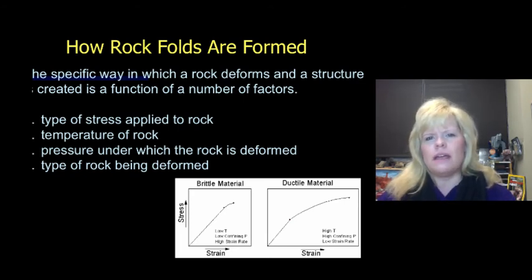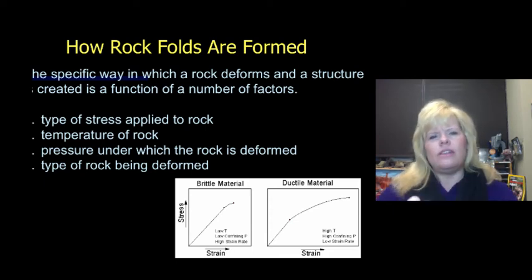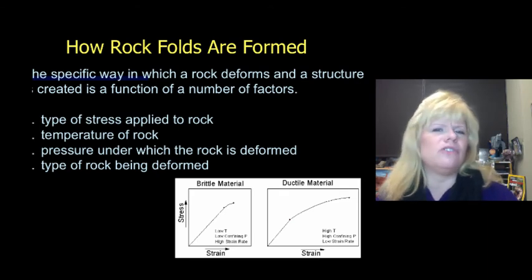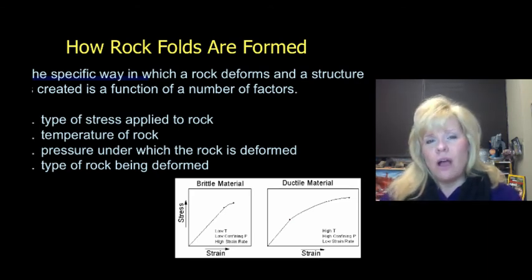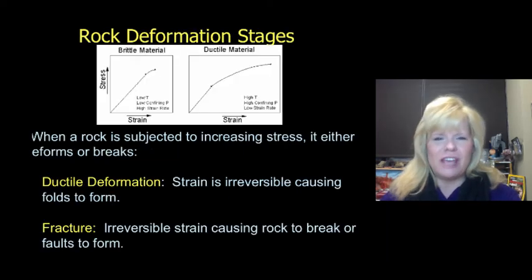Ductile would be like a hard block of clay that's been heated up, if you've ever worked with molding clay, and then it's able to be bent and shaped into the shapes that you want for art. Well, if we can do that to rocks, we can make some very interesting shapes.